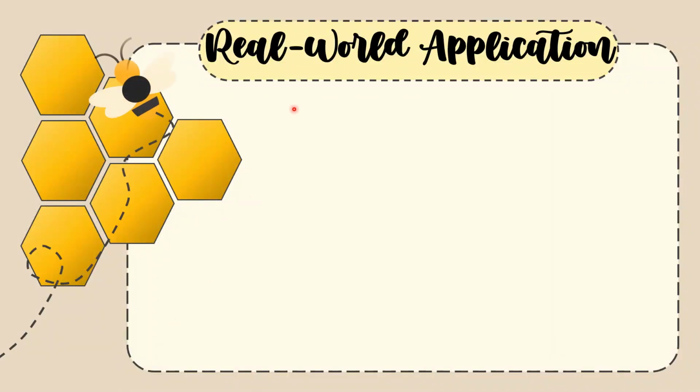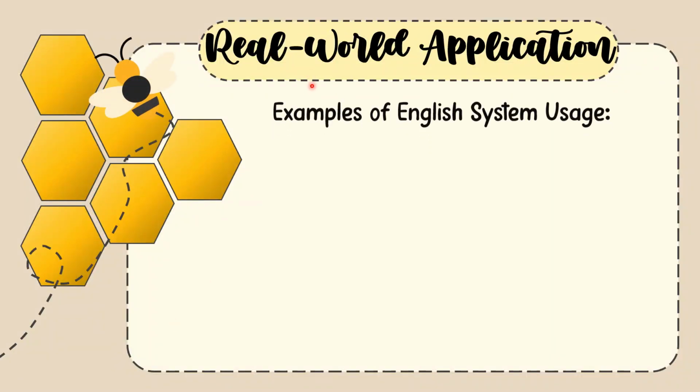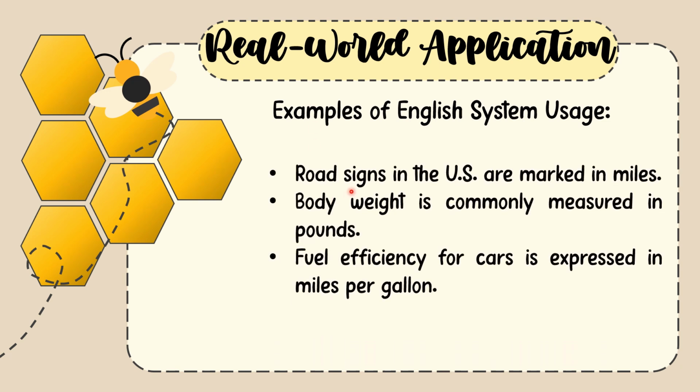Now let's proceed to real-world application. So these are the examples of English system usage. First, road signs in the US are marked in miles. Body weight is commonly measured in pounds, and fuel efficiency for cars is expressed in miles per gallon.